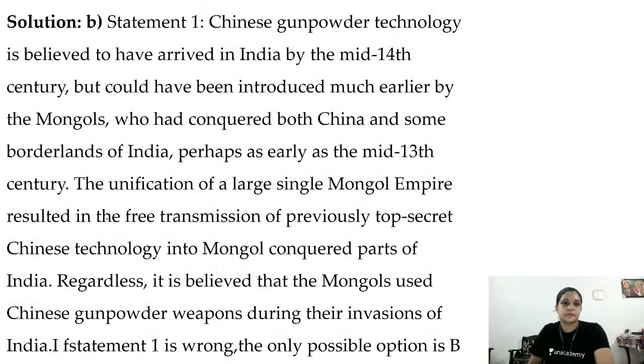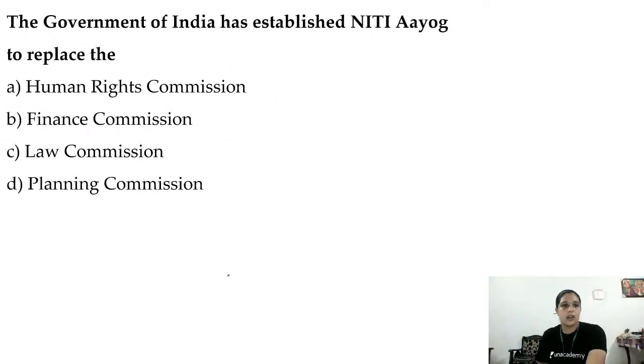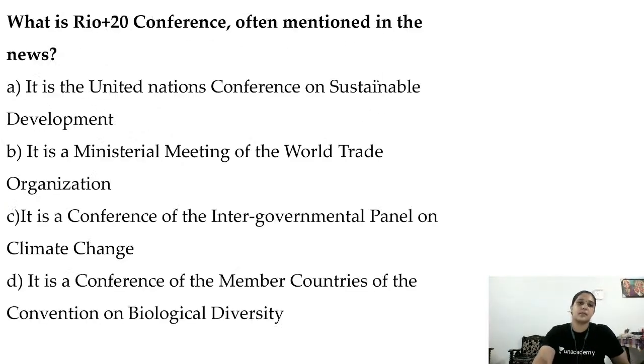The option is B. See, Chinese gunpowder came into India in the mid 14th century only, and then which was introduced by Mongols, and then all this concept. Yes, the government of India has established Niti Aayog to replace planning commission. So that year only it came. So it was a concept.